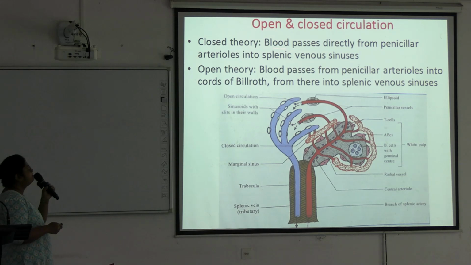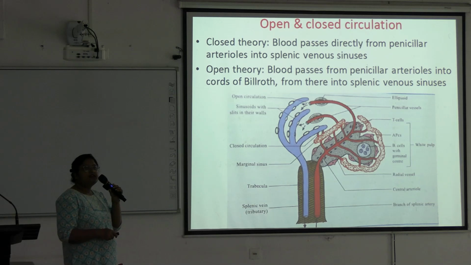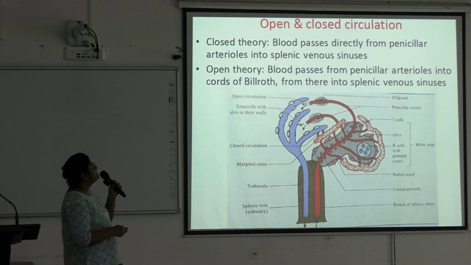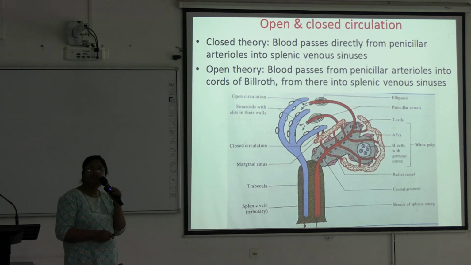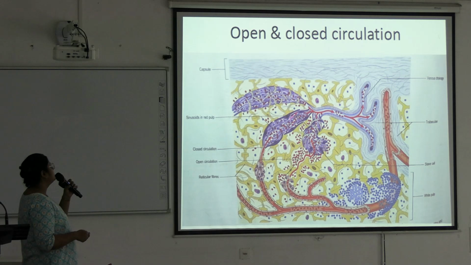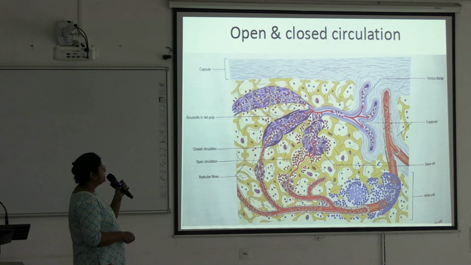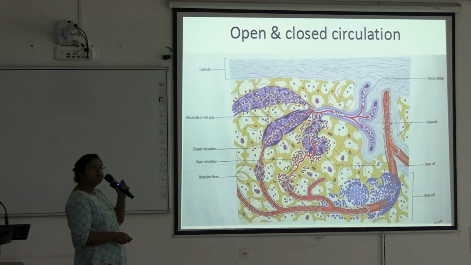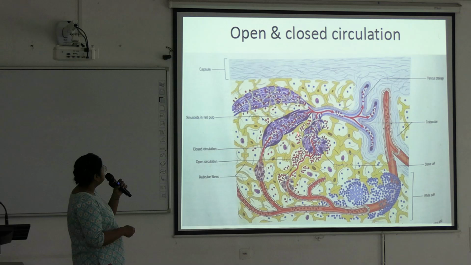So in the closed theory, blood passes directly from penicillar arterioles into the splenic venous sinuses. In the open theory, blood passes from penicillar arterioles into the cords of Billroth, and from there into the splenic venous sinuses. This is one, closed circulation, penicillar arteries directly draining into sinusoids, and this is open circulation, penicillar arteries opening into the red pulp. Periarteriolar lymphatic sheath, and you can see the stem cells clearly here. Stem cells form the wall of the sinusoids, and they are supported by the reticular fibers.